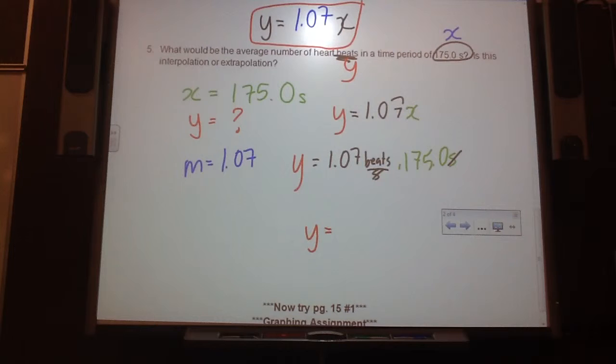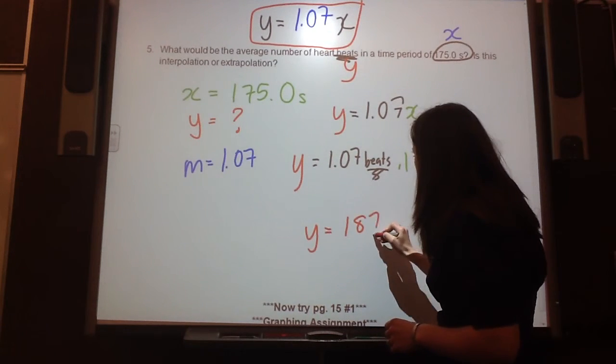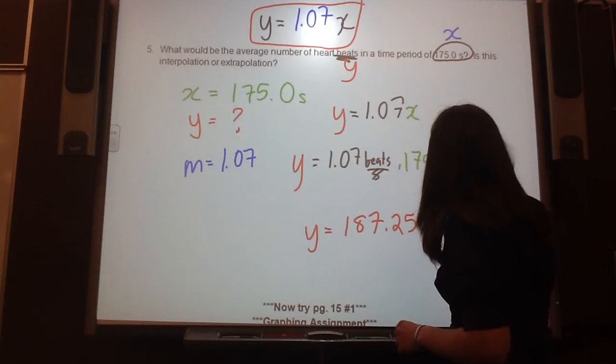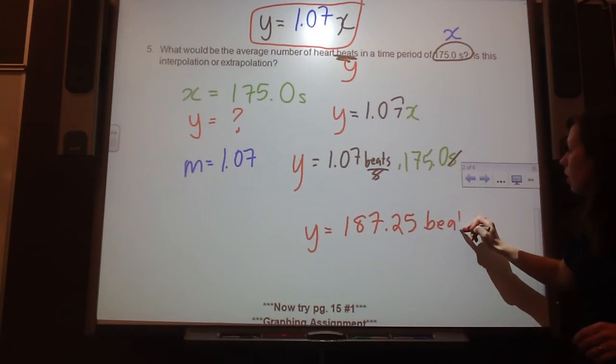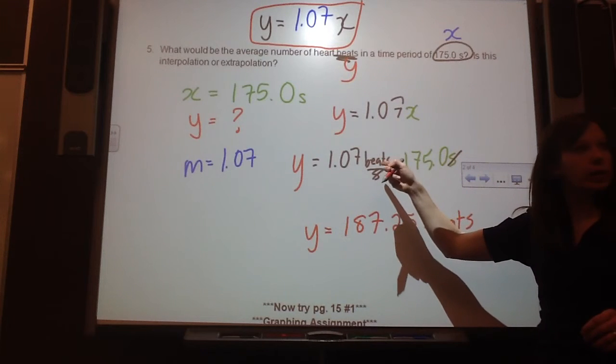What we got? 187.25. What are my units? Beats, because those seconds crossed off and that's what I was left with.